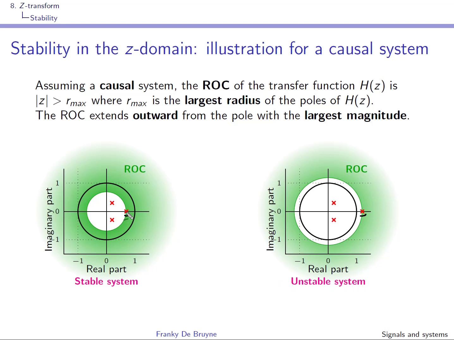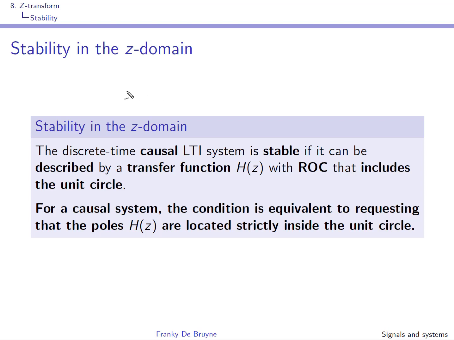You can see what happens if you take this pole and you drag it along the real axis. At some stage when you pass the unit circle, the region of convergence will not contain the unit circle anymore, and the system will become unstable. So you can see here that indeed in the z domain you can determine the stability of a system by looking at the poles, and if all the poles are inside the unit circle, the system is indeed stable. Well, this should not come as a surprise.